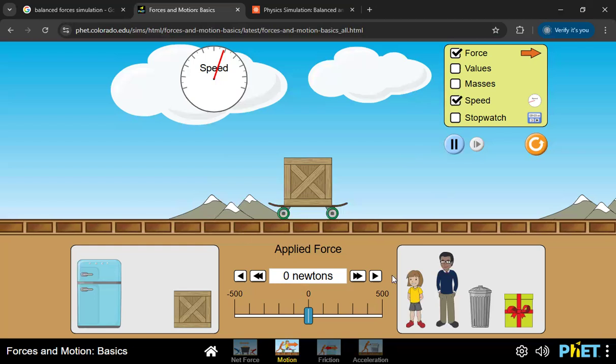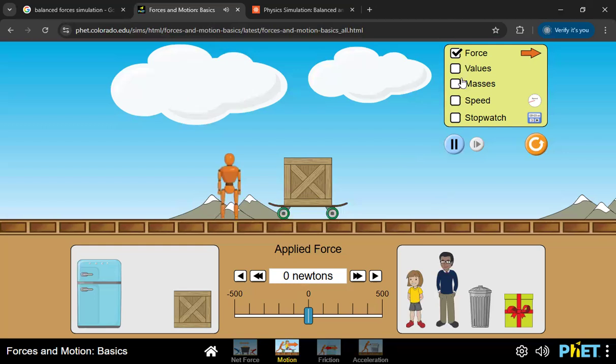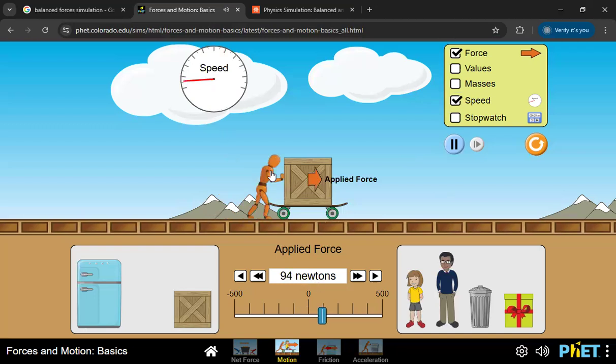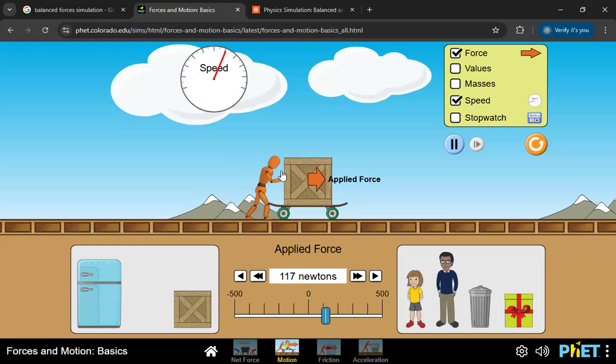Okay. Let me perform it again. I'm going to apply force. Right now you can see there's 0 Newton. Now I'm increasing the force. What is the force that is acting? What is the value, beta? You can see 94 Newton here. I'm increasing now. It is 117 Newton. Okay. A constant unbalanced force is acting.